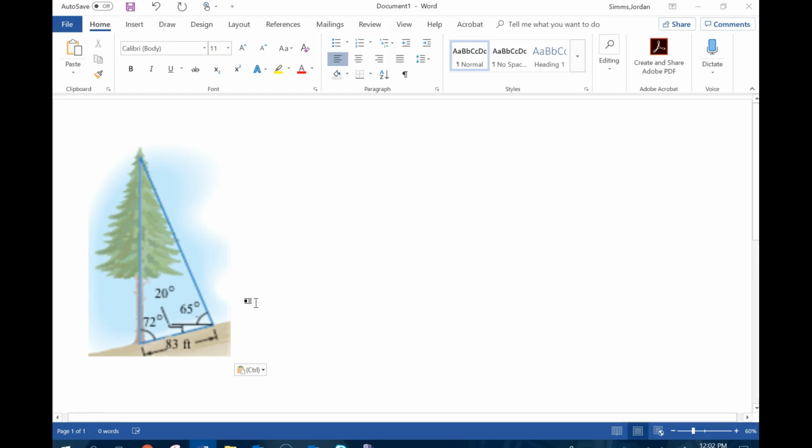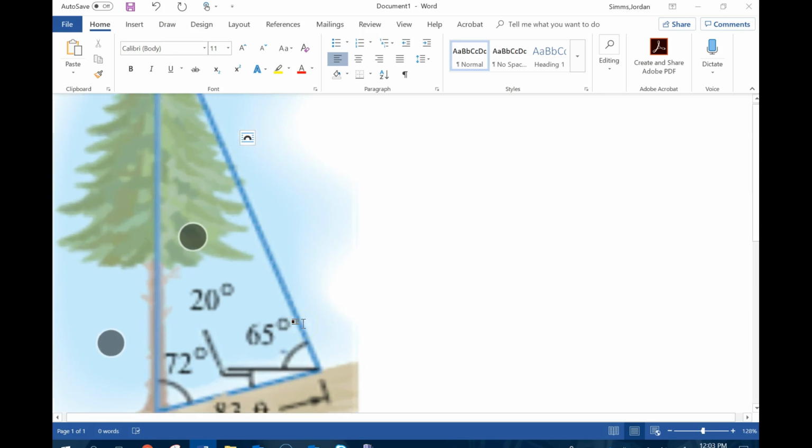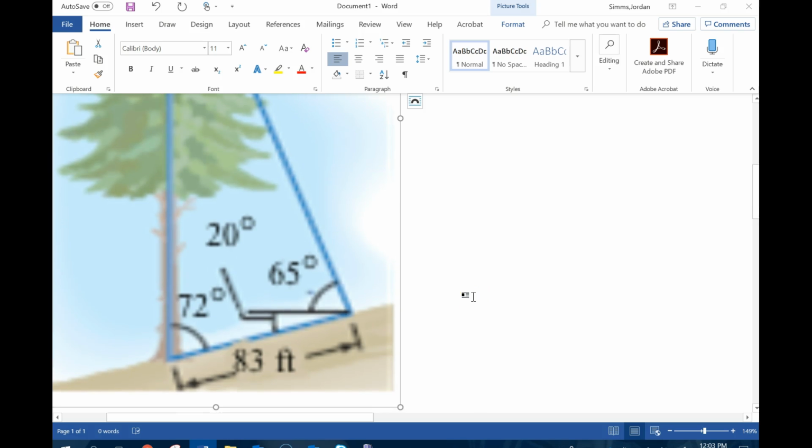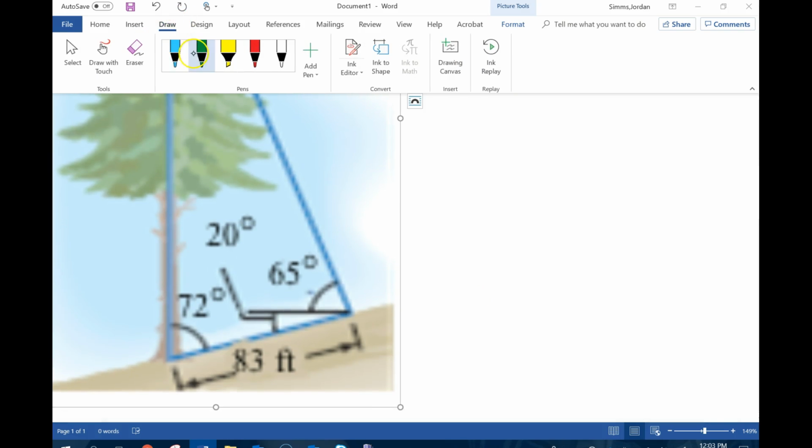I was kind of trying to get an idea of what you were thinking, and if I understand your approach correctly, basically you were using the 65-degree angle right here, drawing a line straight across, so we get a right triangle, which is cool. But there's one problem with that, and if I zoom this in a little bit, we're gonna figure that out. Let me get a pen here.